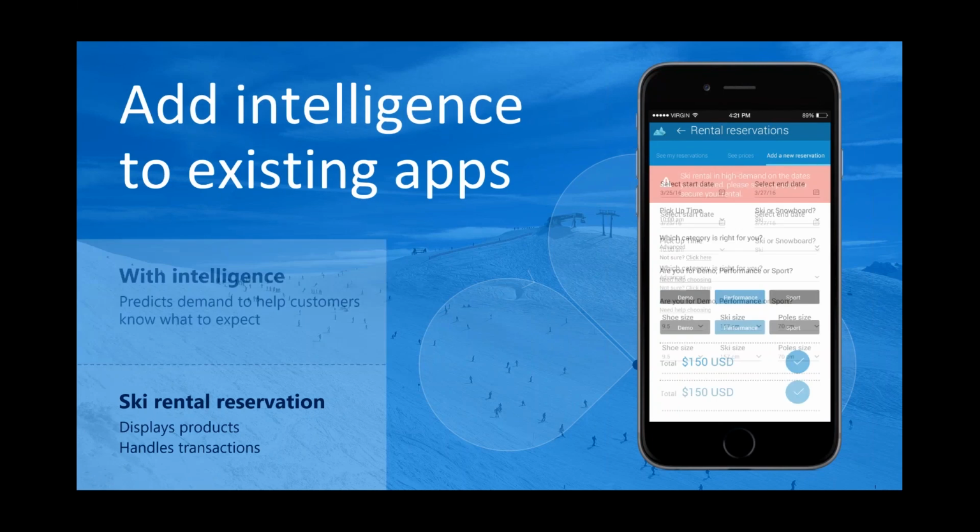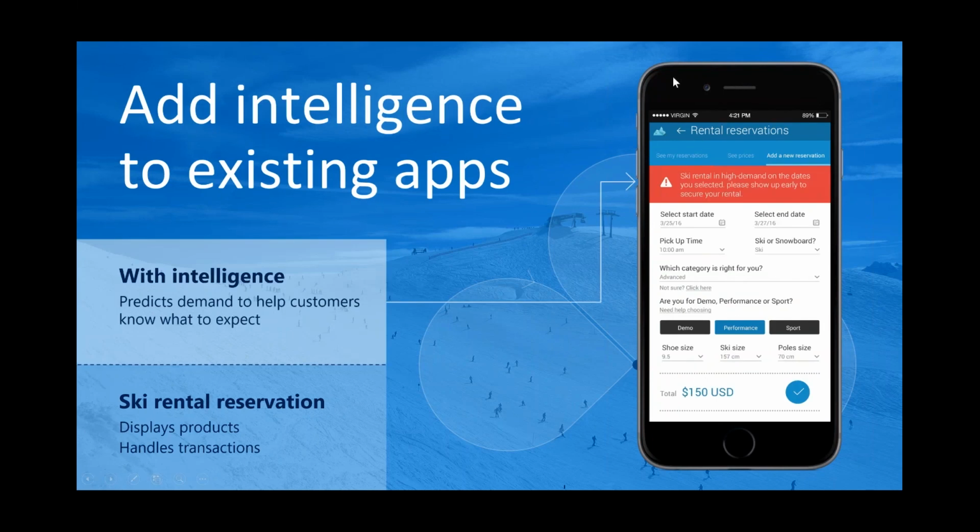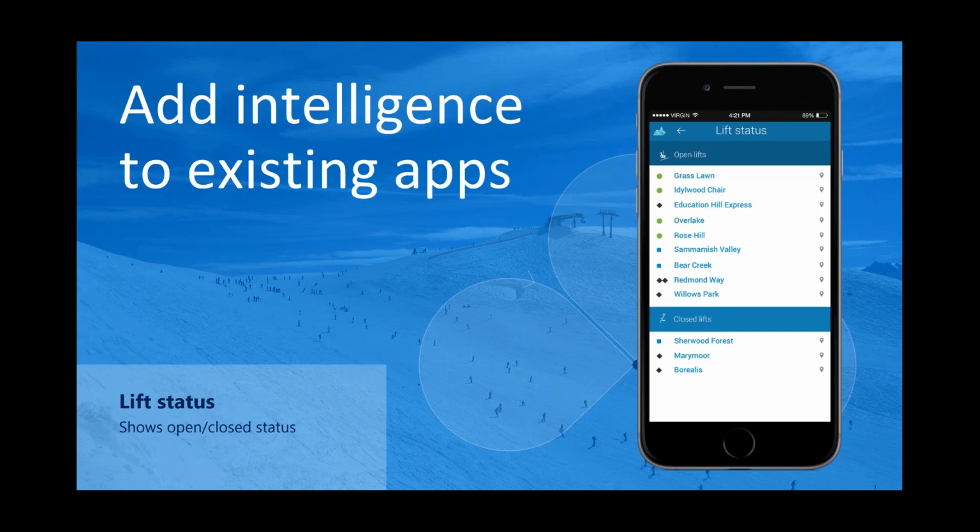Now, if I add intelligence, I'm going to throw up a warning. Based on the chosen date and the historical data that I have, I can notify the user saying, look, on this particular date there's a high chance of high demand, and you better show up early, otherwise you're going to lose your rental. So you do an advanced notification. Again, this is built using machine learning. We just talked about how you can build this, so you can add some kind of intelligence into this app. And also a lift status here. So what is the status of the lift?